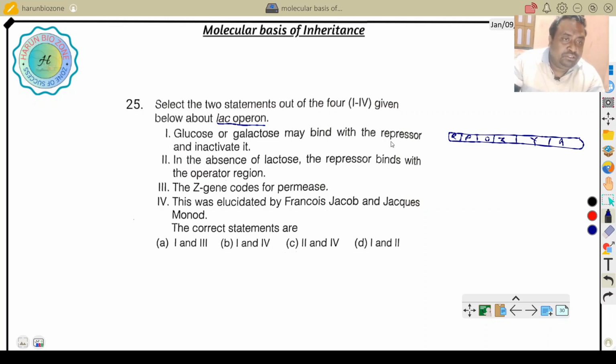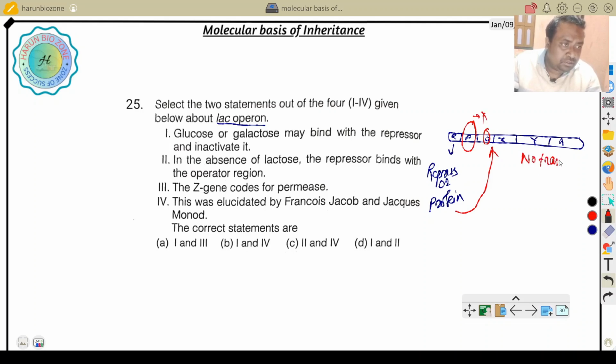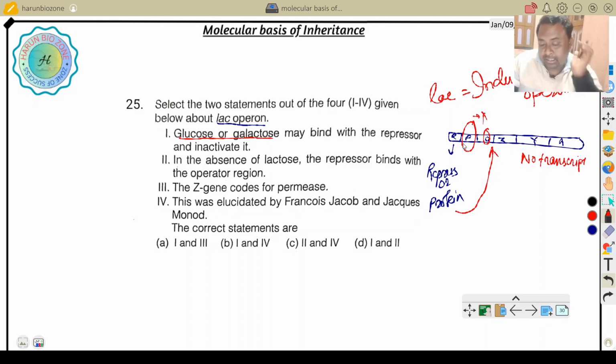The regulator gene produces repressor protein. This repressor protein binds with the operator region, so the RNA polymerase does not move, and no transcription occurs. It is not glucose or galactose that binds, it is lactose. In the absence of lactose, the repressor binds, because the lac operon is an inducible operon. In the presence of lactose, the operon is turned on and through transcription and translation, the product is produced.